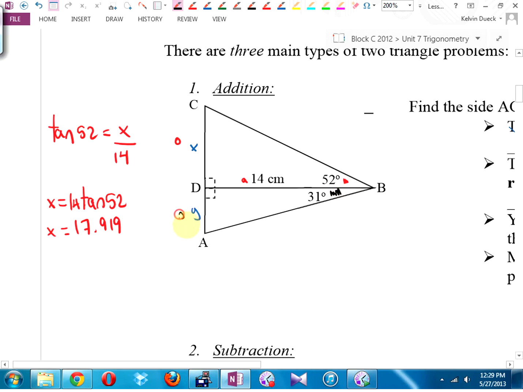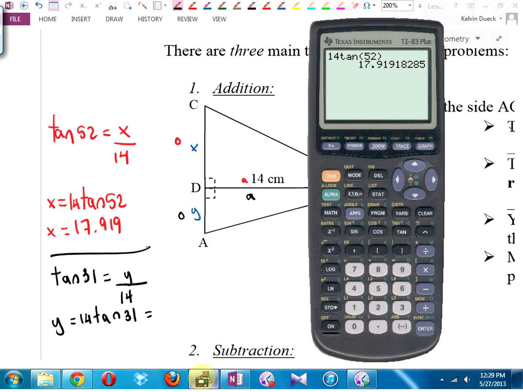Opposite. The 14, because that's the only side I know again. The 14, what's that? Adjacent. Oh, it's tan again. It won't always be the same trig function. This time it happens to be. Tan 31 equals opposite over adjacent. Y is going to be 14 tan 31. 8.412.